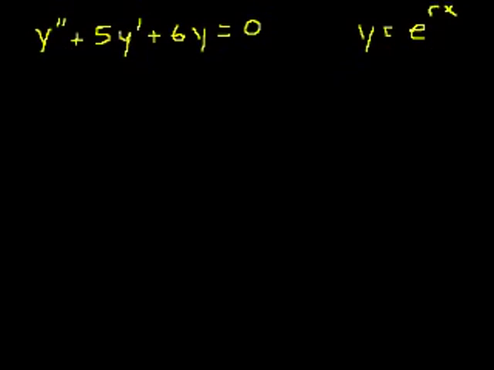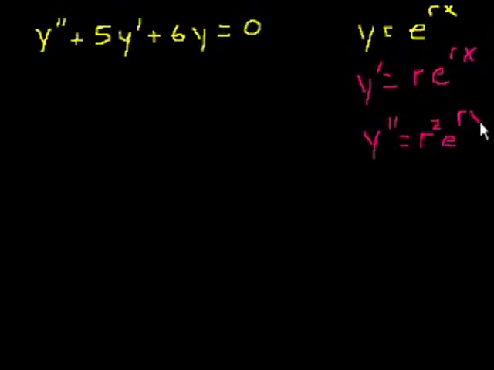So what is the first derivative of it? So y prime is equal to what? Derivative chain rule. Derivative of the inside is r, and then derivative of the outside is still just e to the rx. And what's the second derivative? y prime prime is equal to the derivative. r is just a constant, so derivative of the inside is r, times r on the outside. That's r squared times e to the rx.